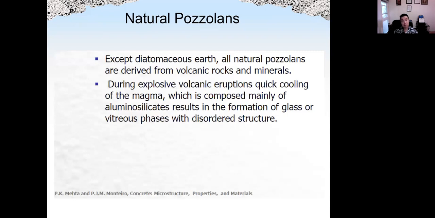We can also get pozzolans from natural sources, such as volcanic rocks and minerals. In Hawaii we have a lot of volcanic ash, but the law does not allow us to use our local volcanic ash in concrete. Some other places can use that. During an explosive volcanic eruption, if the cooling process is quick, we may have reactive or glassy phases in the volcanic ash.